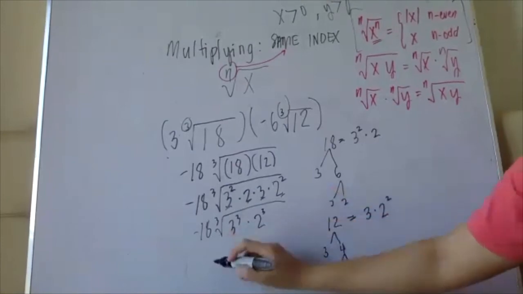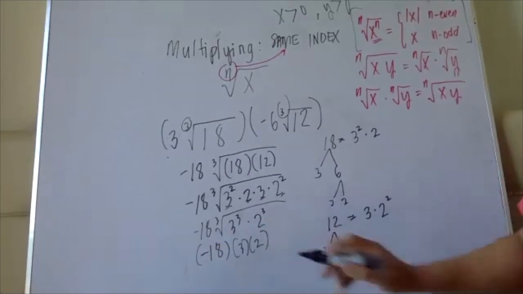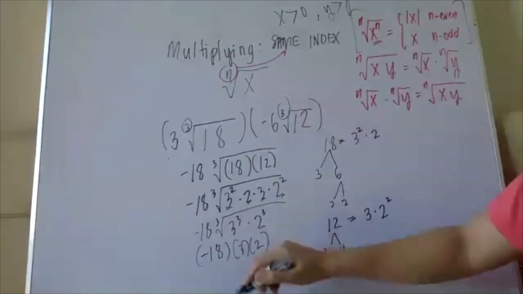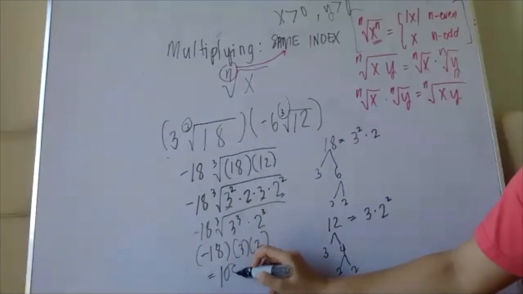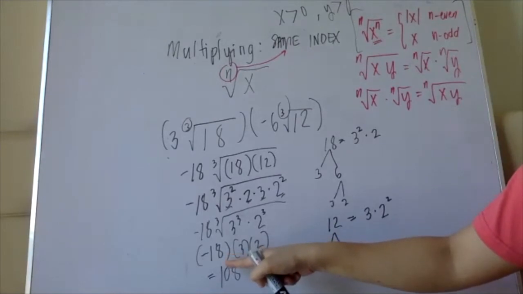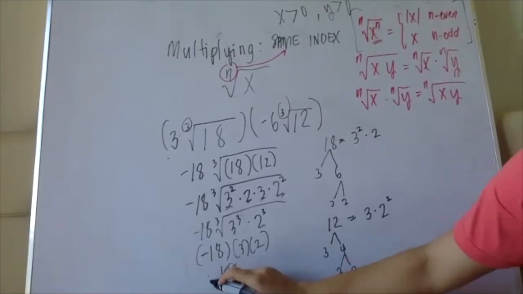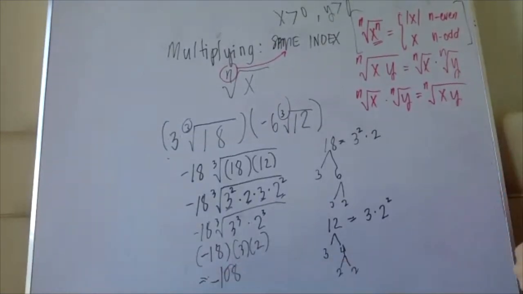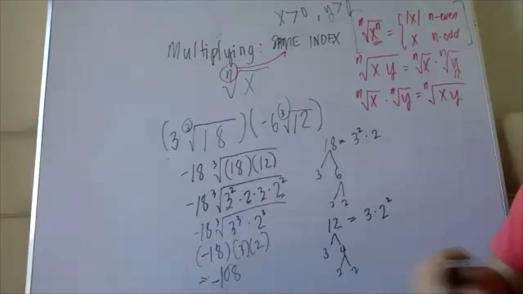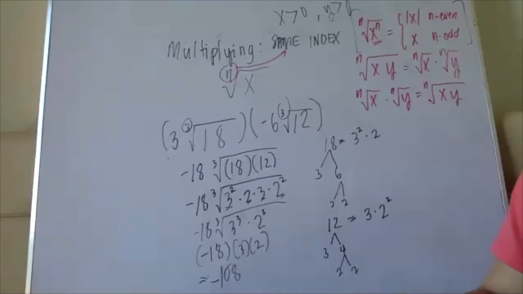So, pwede natin silang ilabas pareho. Negative 18 times 3 times 2, this is equal to times 6, 108. Okay? Tama ba? Yeah. 108. Ay, sorry. Negative 108. Careless ko. Nakuha ba to? If no questions, type A. Okay.